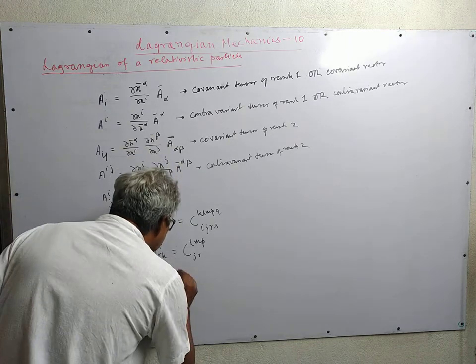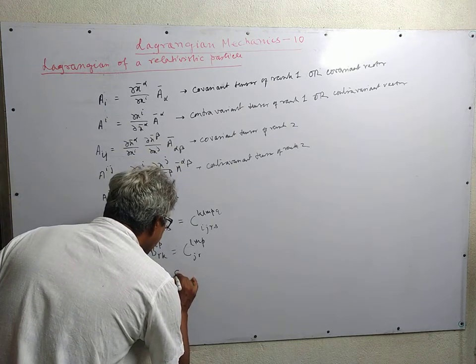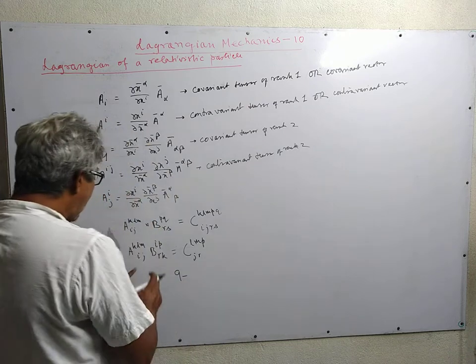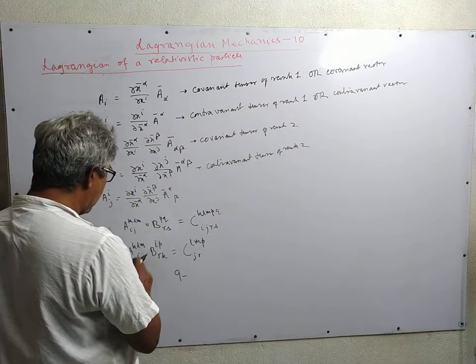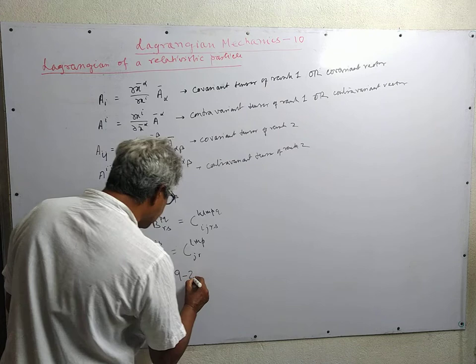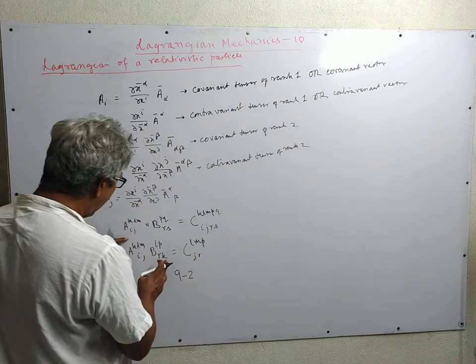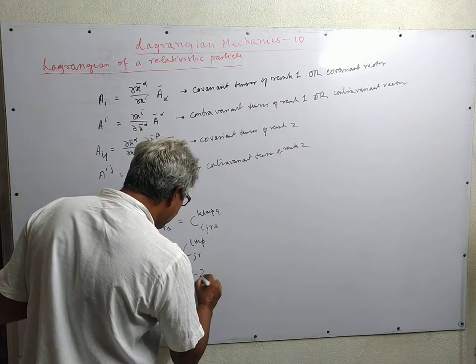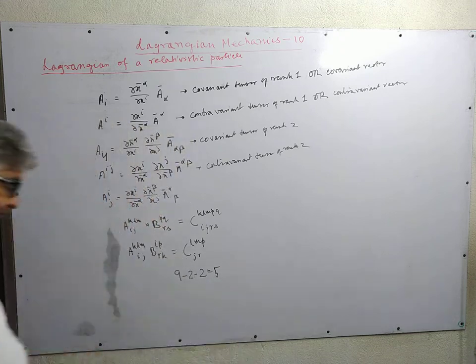So this 5 is actually, it was a tensor of rank 2, as a covariant index is the same, so my rank is reduced by 2. Another pair is matching, so the rank is 5.